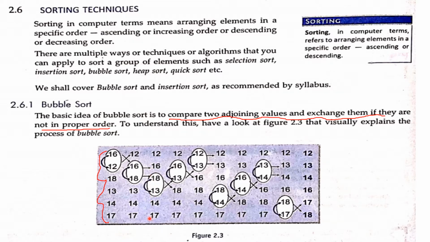Now we will compare the third element, that is 18, with 13. 18 is greater than 13, so swapping is required. In the next step, 13 will be swapped with 18 and the list becomes 12, 16, 13, 18, 14 and 17. The same way it will go on or iterate till the list is in sorted order. In the next slide, we will see a program of bubble sort.